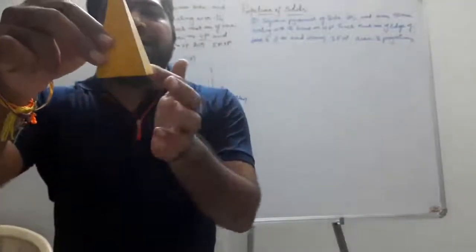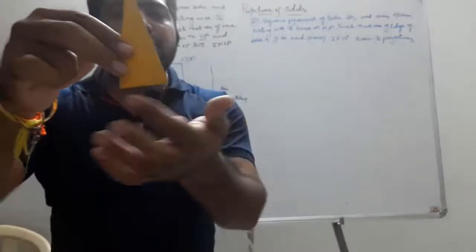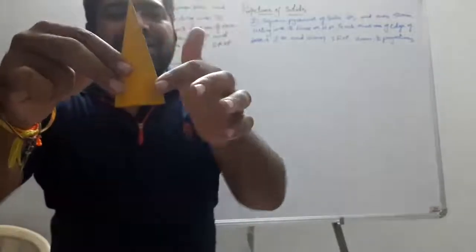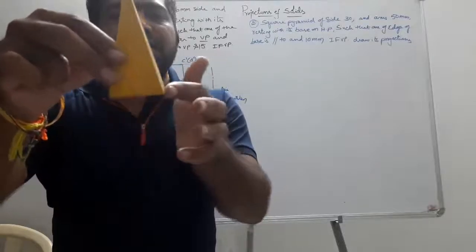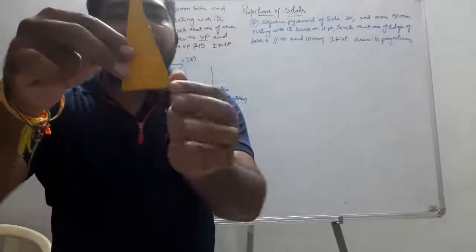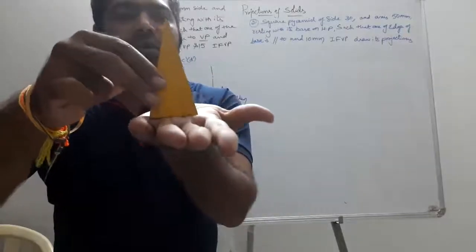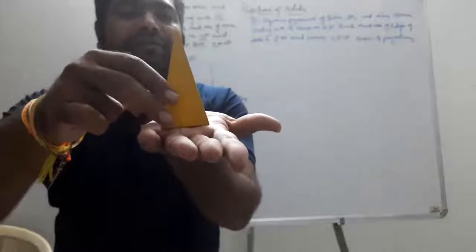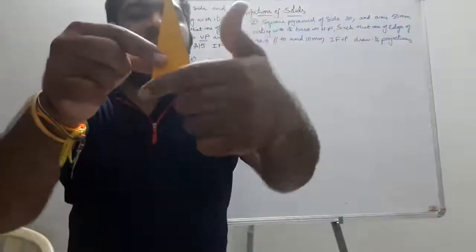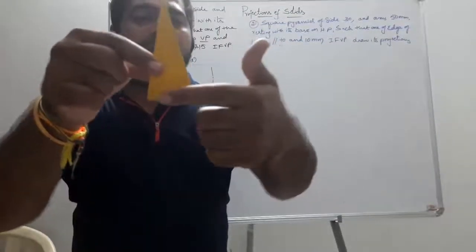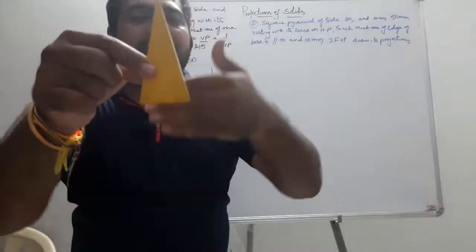So the base edges are nothing but the edges of the base. Don't confuse the base edges and slant edges. These are the slant edges and these are the base edges. Base edges are straight edges which are perpendicular to each other. So one of the base edges is parallel to and 10 mm in front of VP. So what is that? This edge. So when you see from the front, this edge is also going to be parallel to VP. Okay, now it is parallel to and 10 mm in front of.